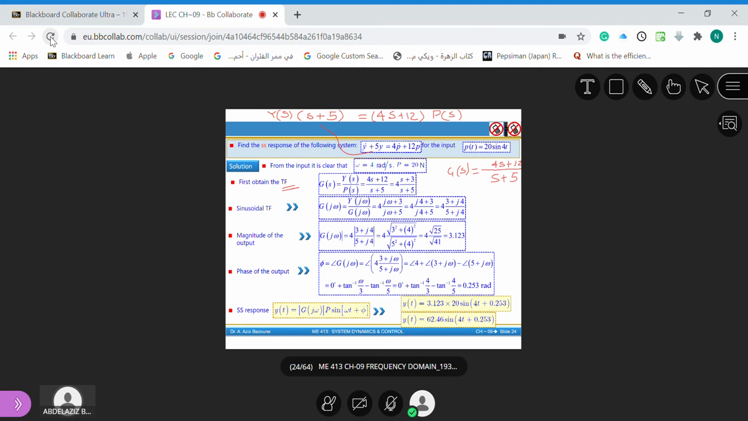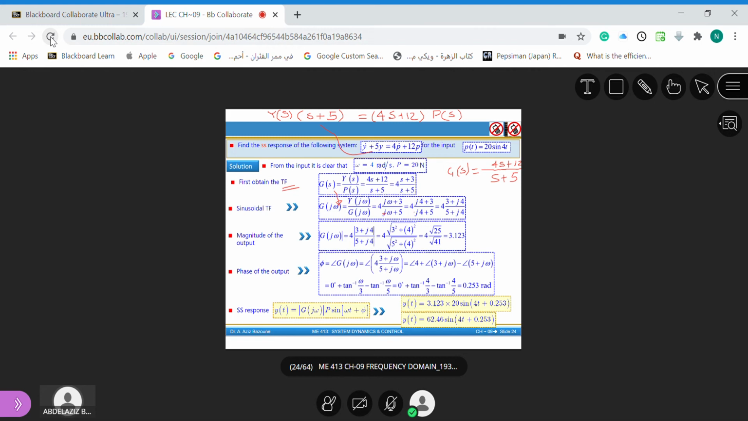For 4s plus 12 over s plus 5, you can take 4 common in the numerator. You end up with 4 times s plus 3 over s plus 5. Now you calculate the sinusoidal transfer function by just substituting s is equal to j omega. So it will be 4, times j omega plus 3, over j omega plus 5.